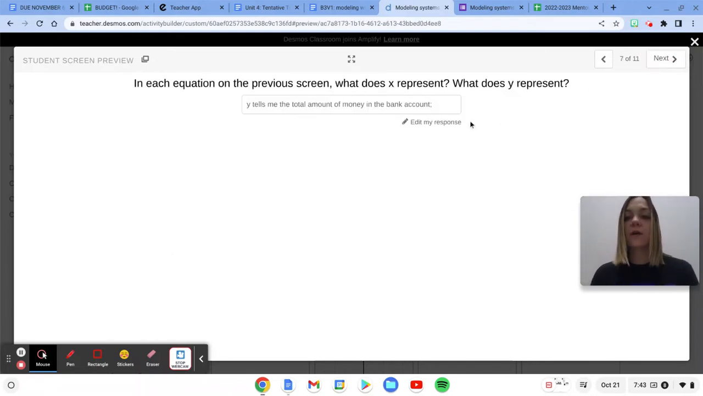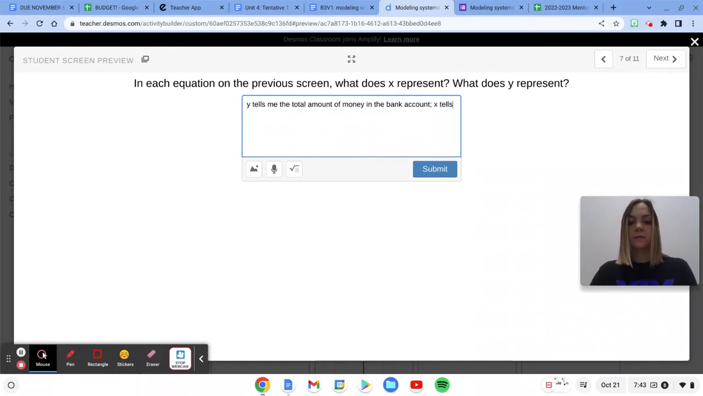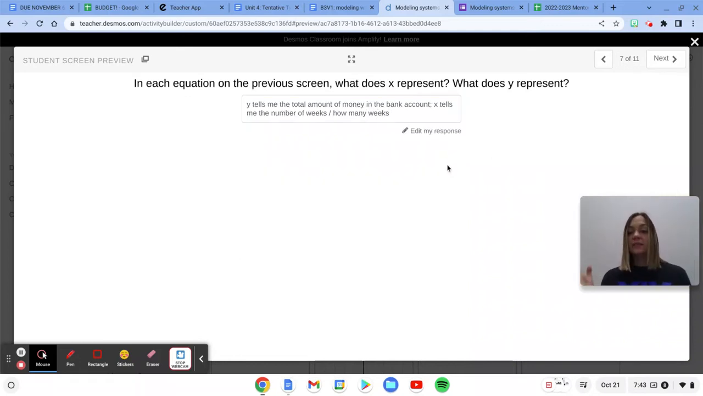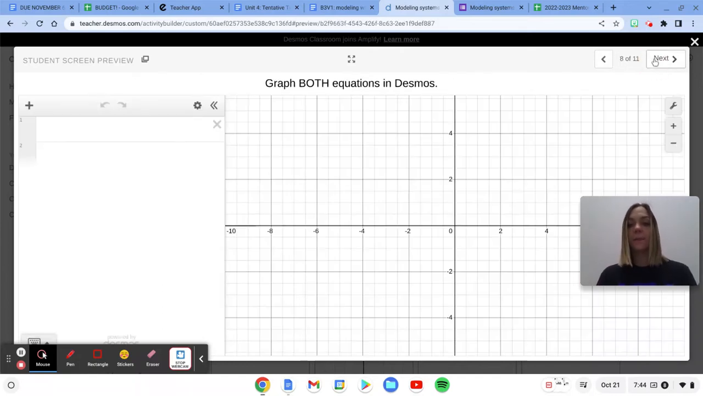So x is going to tell me the number of weeks, or how many weeks. Notice a trend where y tells us the total amount of something, x tells us how many something, and we're going to look at our context in order to figure out what that is in each specific example.